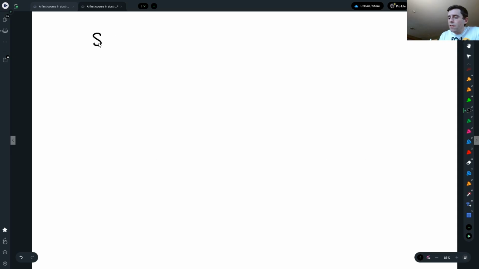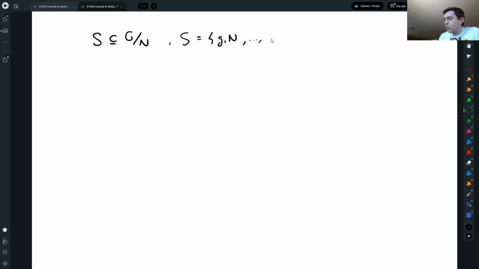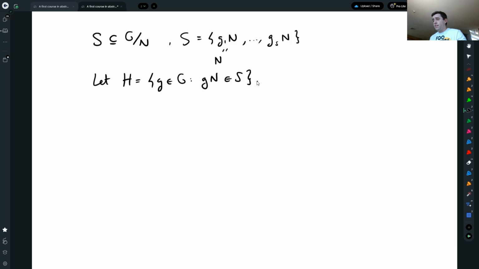Okay, so we have a subgroup S of G modulo N, as given by g1N up to gsN. By the way, we can assume that one of them is the identity element. It has to be a subgroup, so there is an identity element. The identity element in the quotient group is just N. And we've defined H to be those elements in G such that gN is in S. And I want to show that that is a subgroup. So we have a criterion for subgroup.